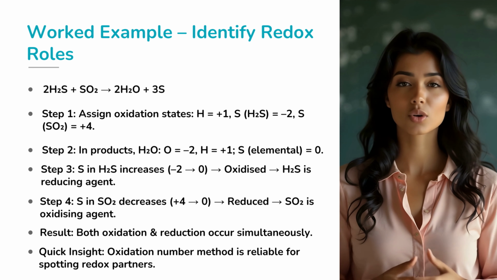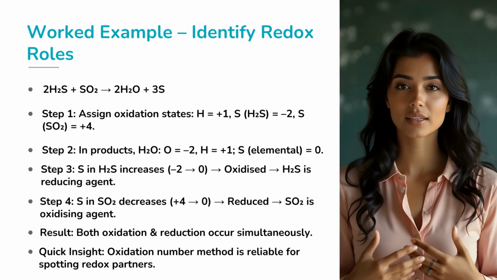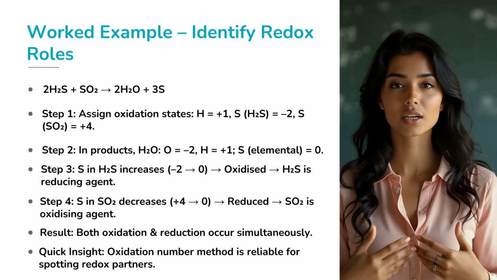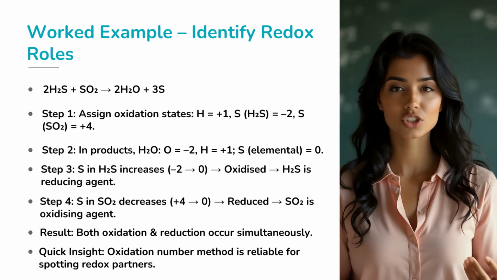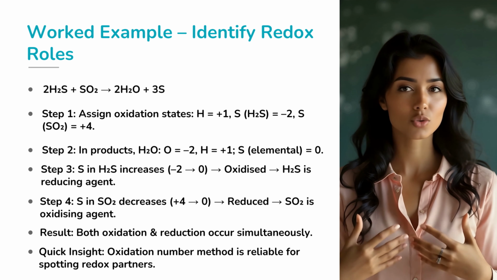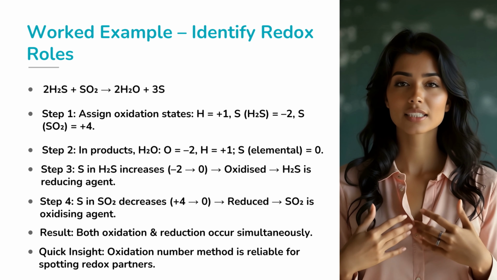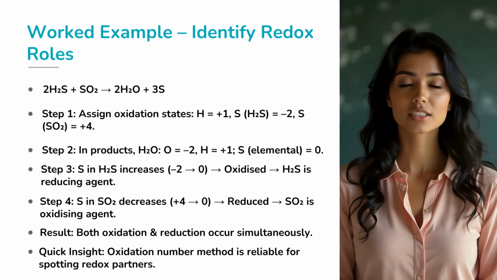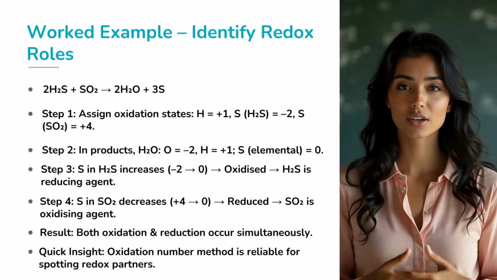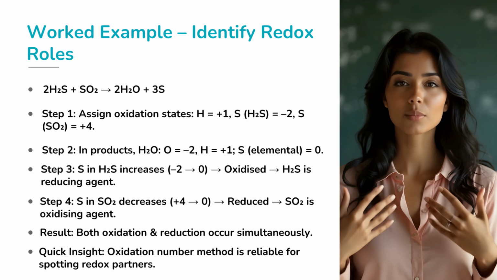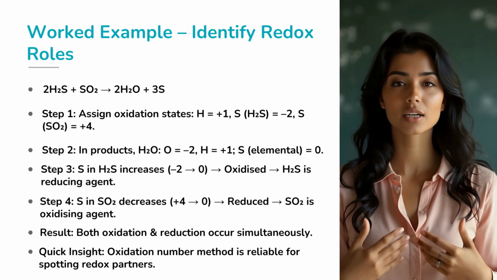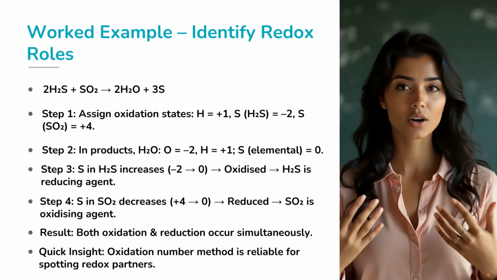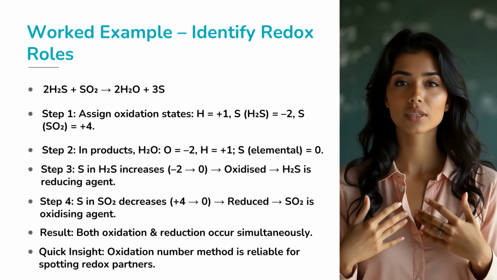Let's now take a closer look at a full redox reaction. Here's the reaction. Hydrogen sulfide plus sulfur dioxide gives water and sulfur. The reaction looks like 2H2S plus SO2 gives 2H2O plus 3S. Step 1. Assign oxidation states. We have hydrogen as plus 1, sulfur in hydrogen sulfide as minus 2, and sulfur in sulfur dioxide as plus 4. In the products, we see that sulfur in hydrogen sulfide goes from minus 2 to 0, it's oxidized, while sulfur in sulfur dioxide goes from plus 4 to 0, it's reduced.